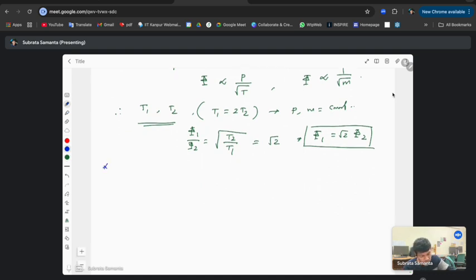So now I will discuss the mean free path. What is the mean free path? The mean free path is basically, first consider an intermolecular separation, D, let's say the intermolecular separation.